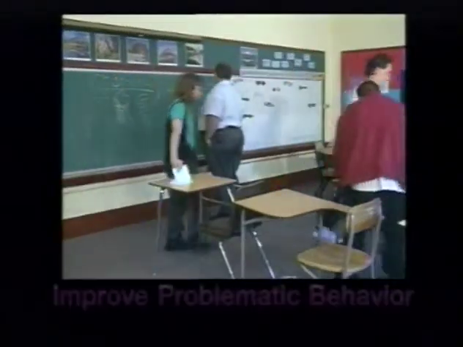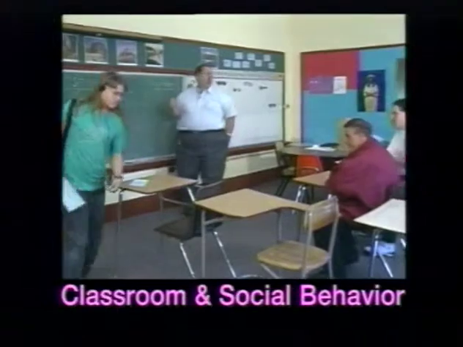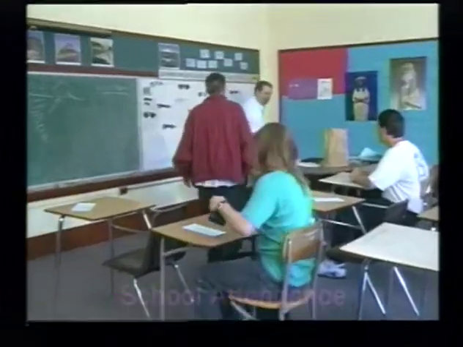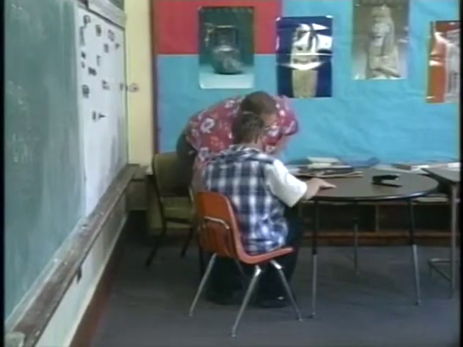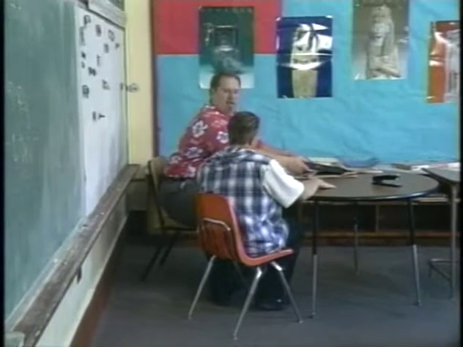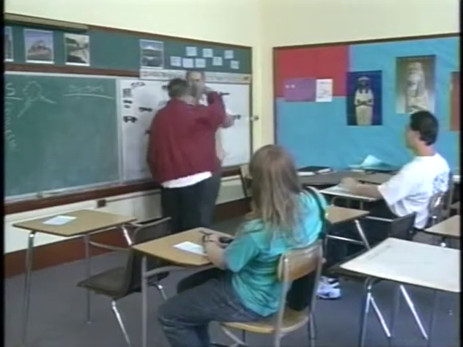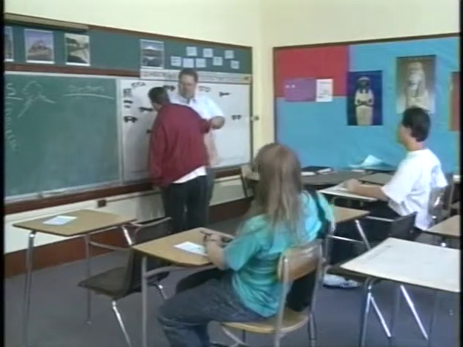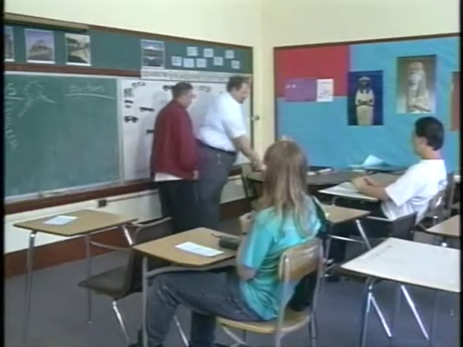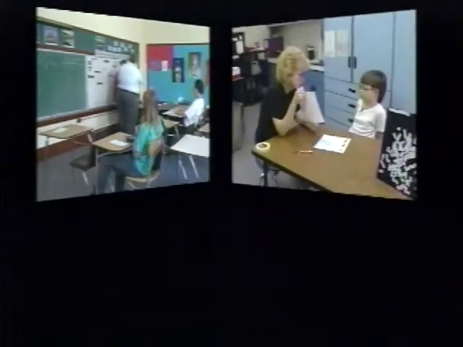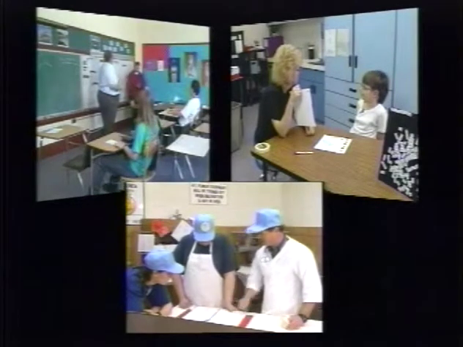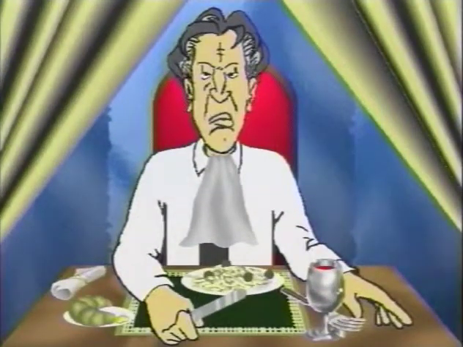Contracts are also used to improve various problematic behaviors, such as classroom and social behavior, substance abuse, and school attendance. For instance, Mr. Williams is negotiating with Irving to ride the school bus so that he will arrive to class on time. When Irving successfully rides the bus 3 times and arrives to class before the bell rings, he can choose from a list or menu of rewards that he and Mr. Williams negotiated. Contracts can be a practical and creative way for instructors to help students of all ages resolve troublesome behaviors.